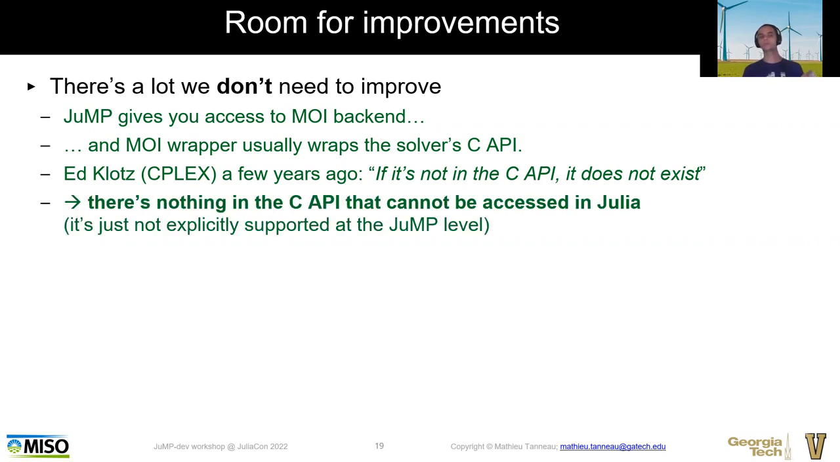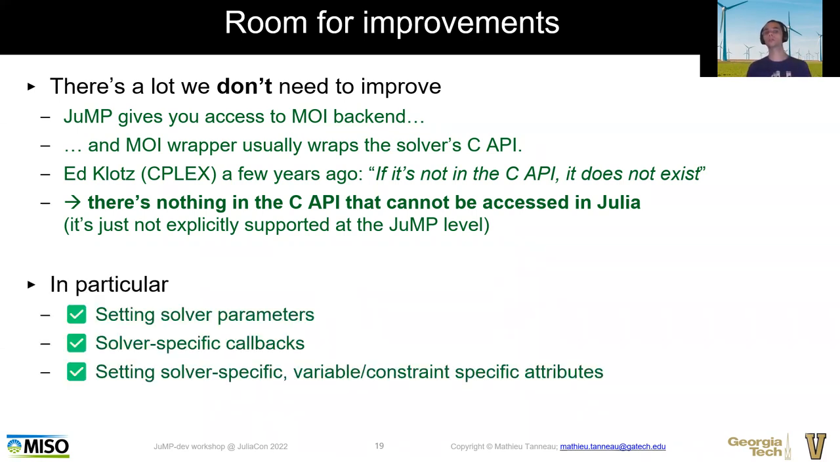Which means that because Julia exposes the C API, there's nothing in the C API that you cannot do in Julia. The only issue is such features may not be explicitly supported at the JuMP level. But if you know how you would do it in the C API, then you can typically do it in JuMP. You can set anything that is solver specific, from a parameter to a callback or specific variable or constraint attributes. If you're willing to get a little bit hacky and dive into the guts of the solver, you can typically do it without having to leave the comfort of having a JuMP model that you've built in a nice way beforehand. So typically you can build a problem with JuMP and then modify a few things. You can add your own callback, et cetera.